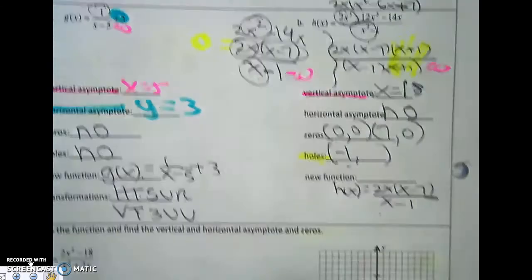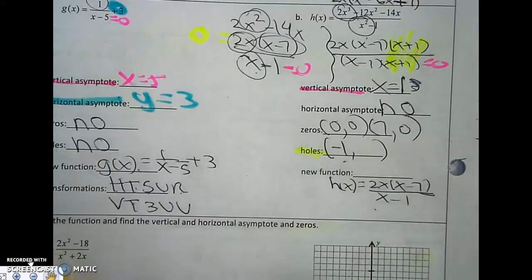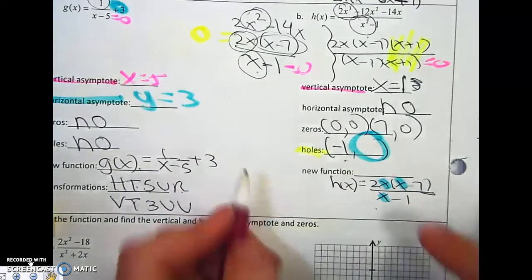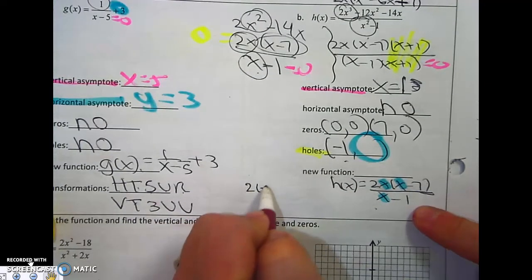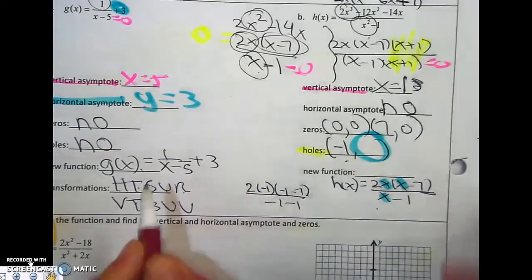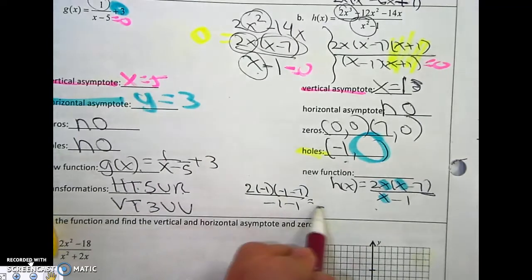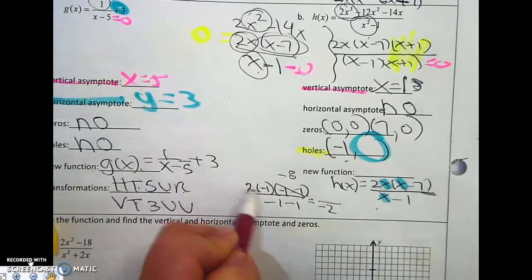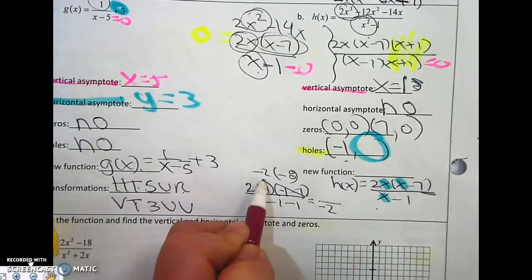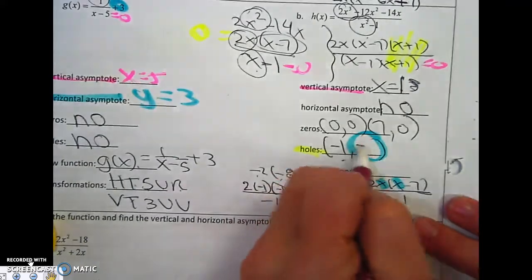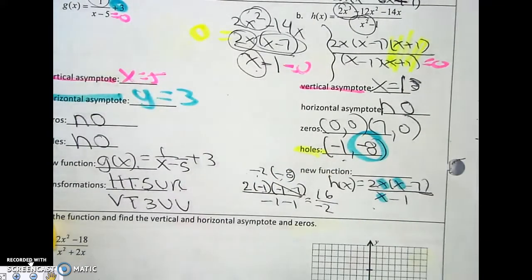Now I've done almost everything except find the y value. So I'm going to plug negative 1 in there. I'm going to go 2 times negative 1 minus 7 over negative 1 minus 1. Negative 1 minus 1 is negative 2. Negative 1 minus 7 is negative 8. 2 times negative 1 is negative 2. A negative times a negative is a positive. So my y value is negative 8, and I can check it by graphing.